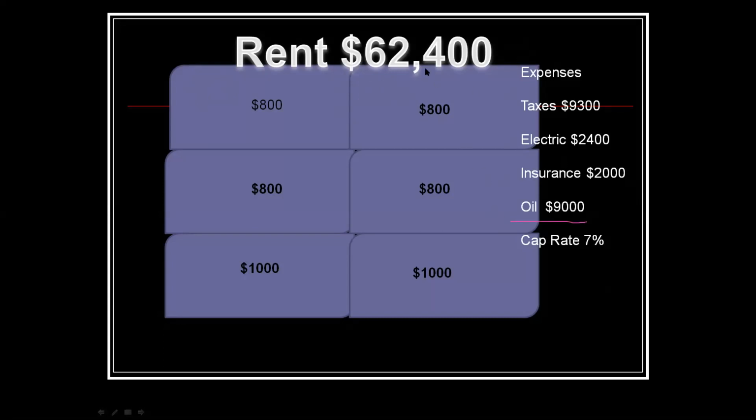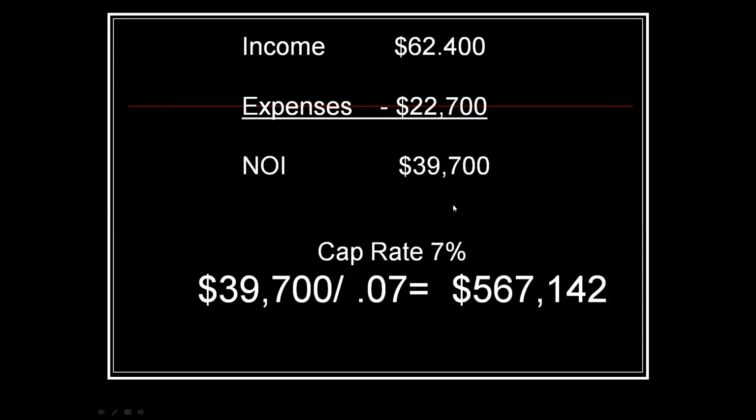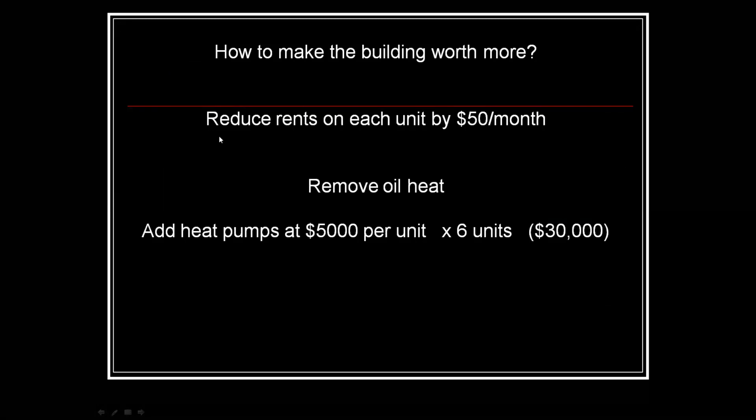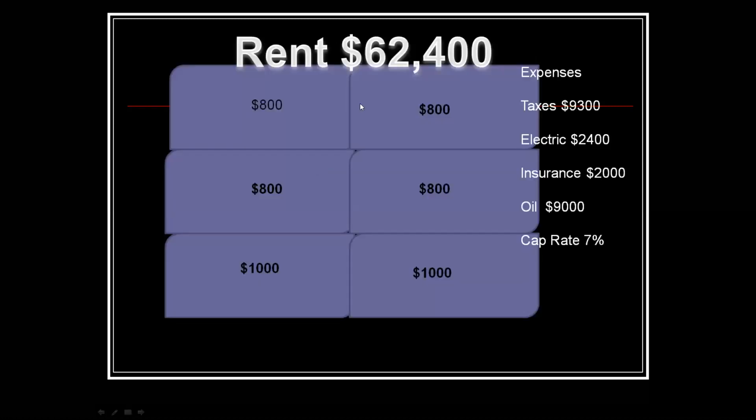We've got to do something about that. So here's what I did. Here's our value now, $567,142. How can I make the building worth more money? I made the building worth more money by reducing the rents, but at the same time, I also removed the oil heat. Now, if we go back to here, these guys were getting their heat for free and paying $800. And these guys were getting their heat for free and paying $1,000.